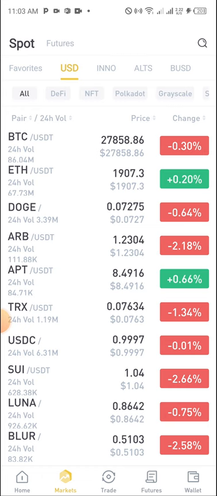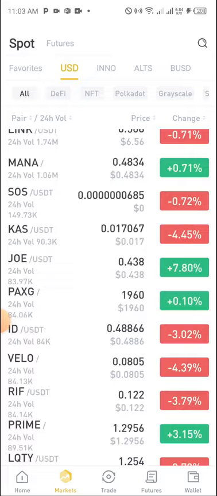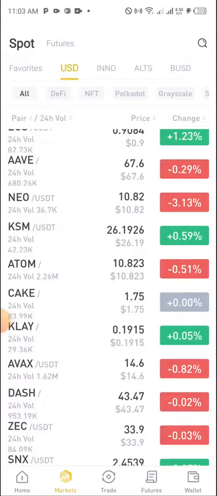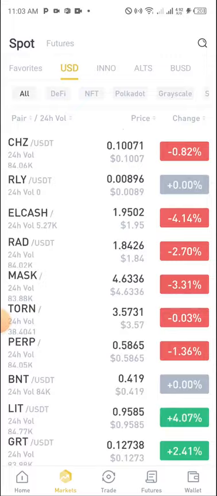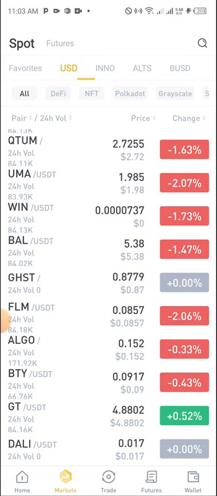Now, I'm going to go over to USD and let's see all the coins that are available on this exchange. There are so many, tons of them, hundreds, if not thousands. So you have a wide variety of assets that could be traded on spot trading. Now, these are coins that are paired to USD.